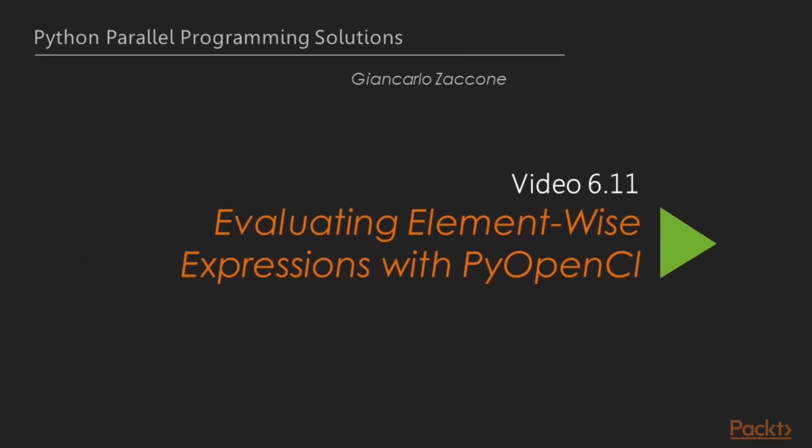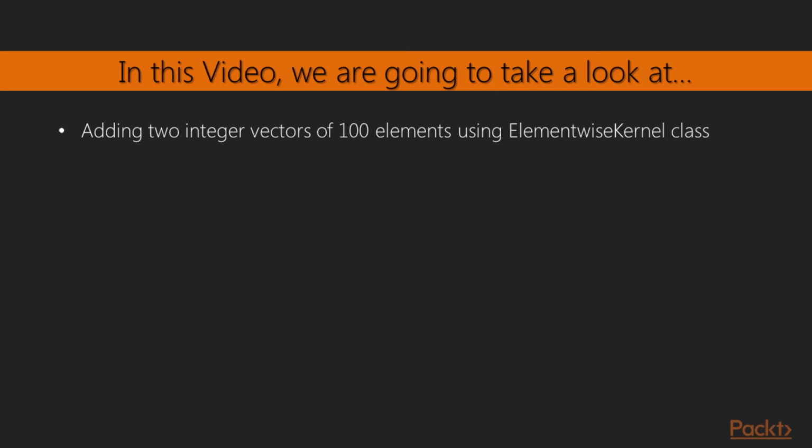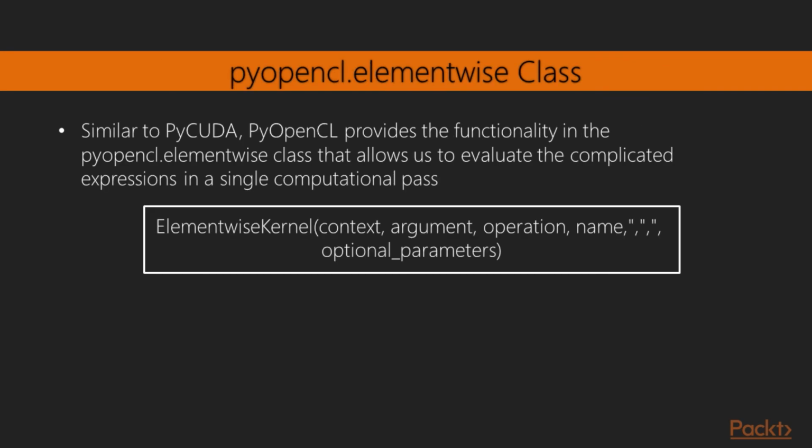In our previous video, we saw how to build a PyOpenCL application. This is the 11th video, evaluating element-wise expressions with PyOpenCL. In this video, we'll see how to add two integer vectors of 100 elements using the ElementwiseKernel class. Similar to PyCUDA, PyOpenCL provides the functionality in the pyopencl.elementwise class that allows us to evaluate complicated expressions in a single computational pass. The method that realizes this is as shown.